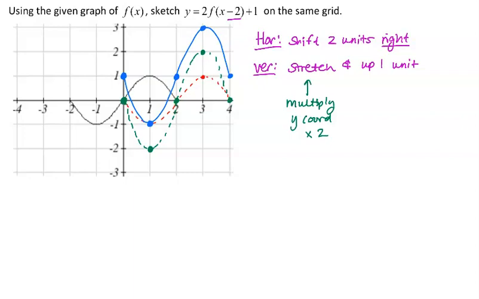It's been shifted to the right 2 units. It's been stretched vertically by a factor of 2 and then been shifted up 1 unit. We could have done the vertical stretch and the shifting up first and then taken that graph and shifted it to the right 2 units, and that would give us the same final answer as well.